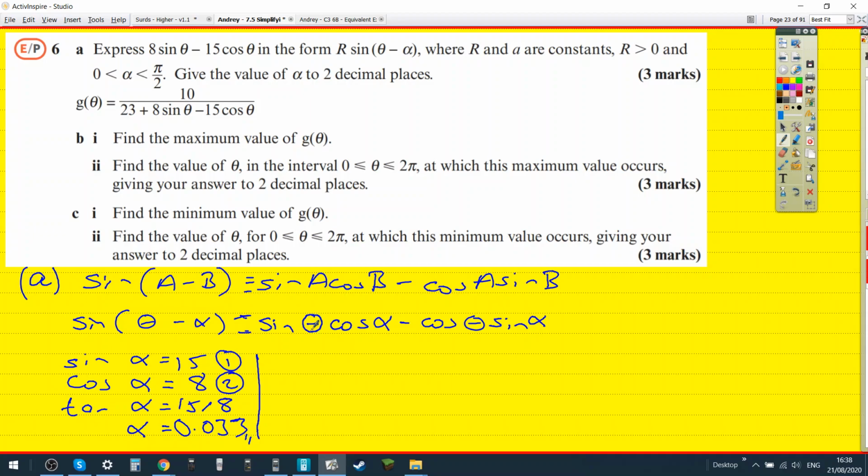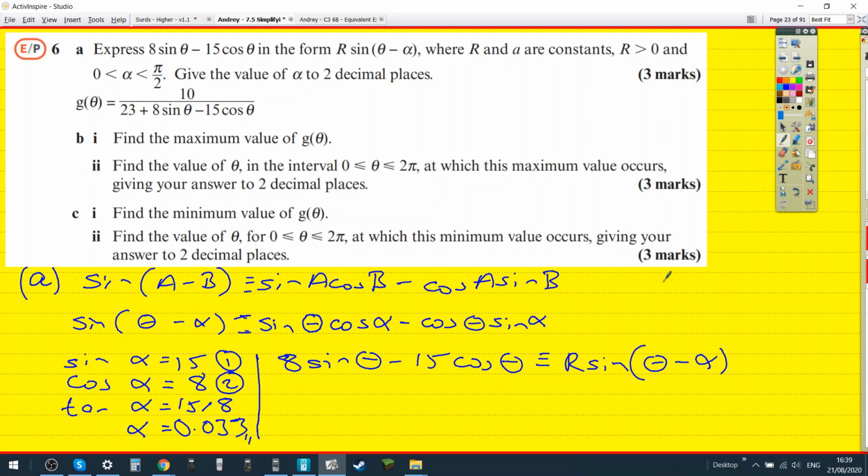What are you aiming towards? What form will your answer take? You're not finished part A yet. They give you 8 sine theta minus 15 cos theta, and they want you to write that in the form r sine theta plus alpha. Oh, so I need to do minus alpha.